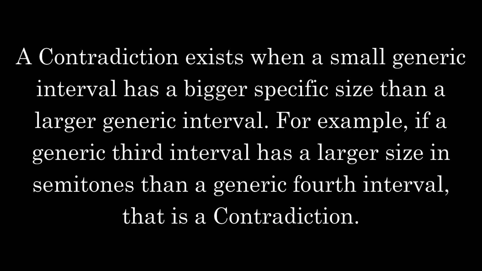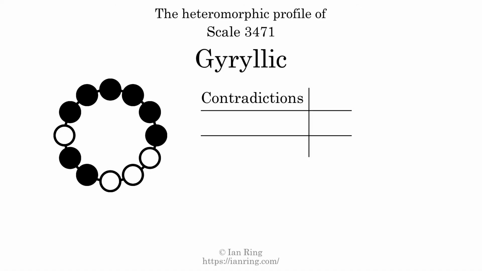A contradiction exists when a small generic interval has a bigger specific size than a larger generic interval. For example, if a generic third interval has a larger size in semitones than a generic fourth interval, that is a contradiction. The number of contradictions in this scale is 75.